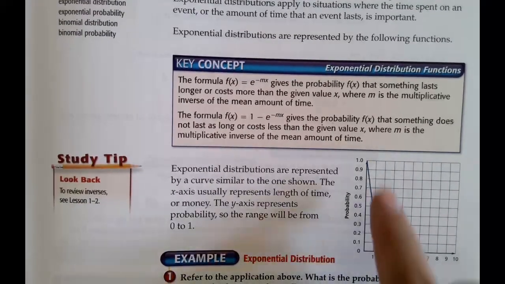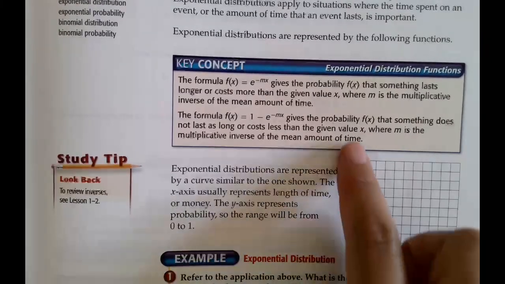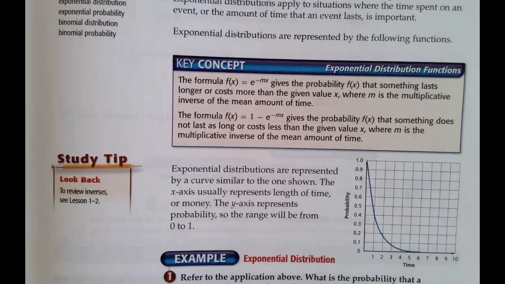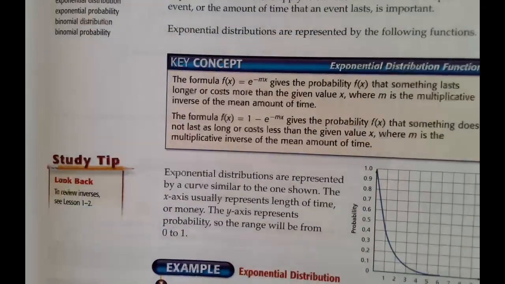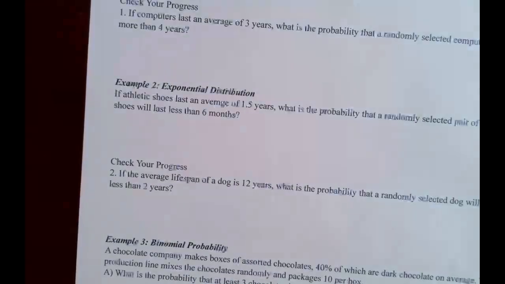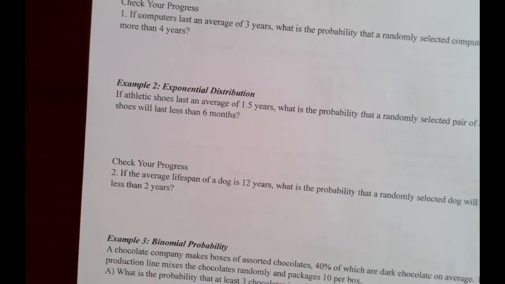Exponential distributions are represented by this curve, similar to the one shown. The x-axis represents length of time, and the y-axis represents the probability that it's going to last that long. And of course, probability goes from 0 to 1, 0 meaning no chance, 1 meaning 100% chance.